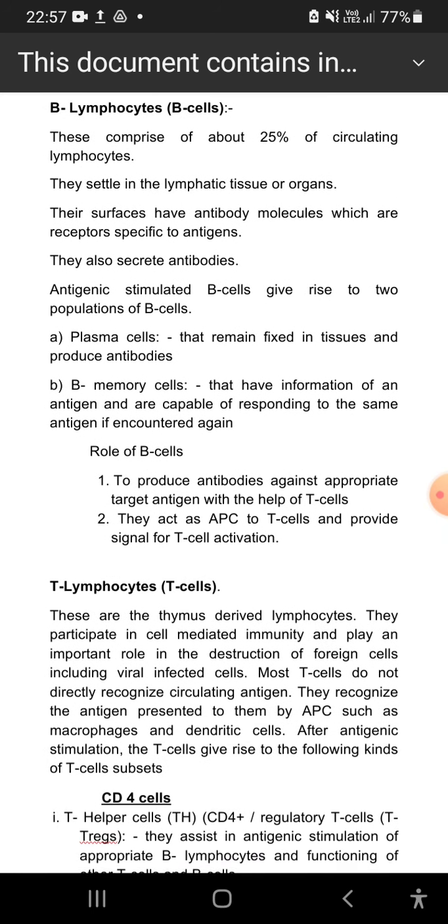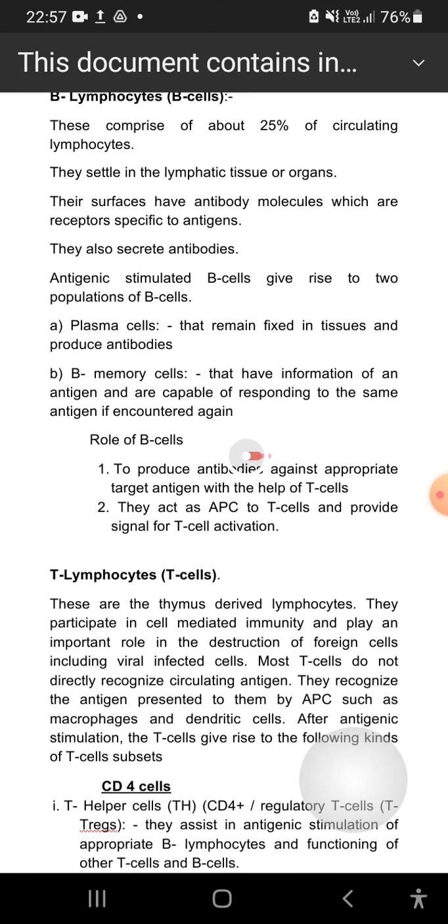So what is the role of B cells? They produce antibodies against specific antigens. They act as antigen presenting cells just like macrophages. They also process antigen and present them to T cells during activation.